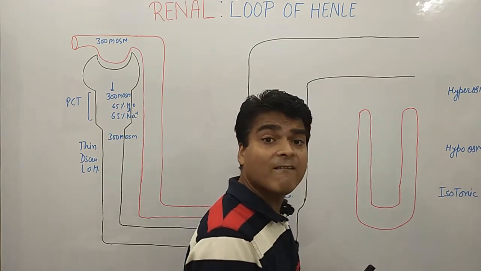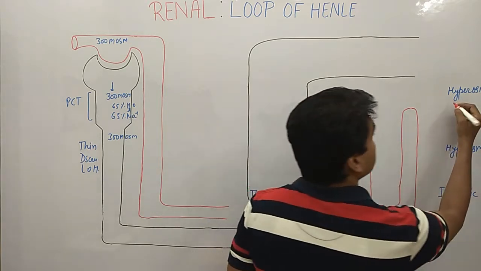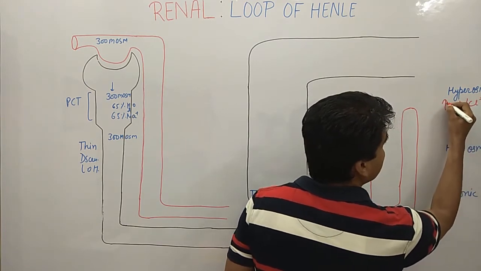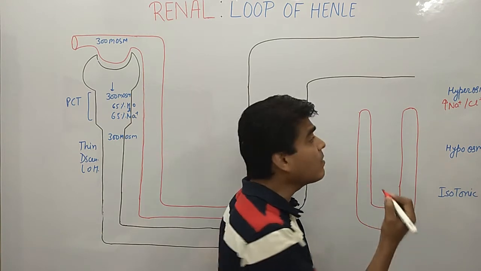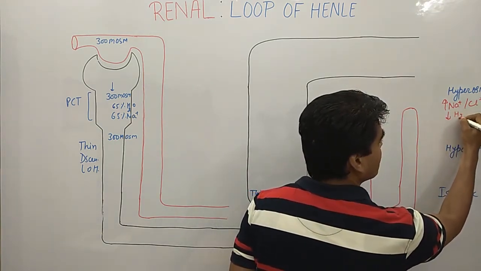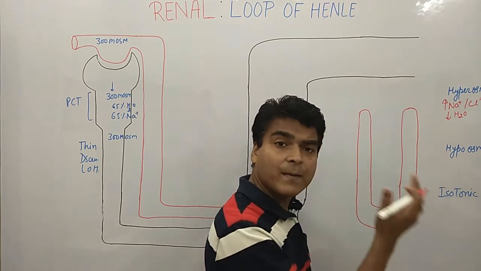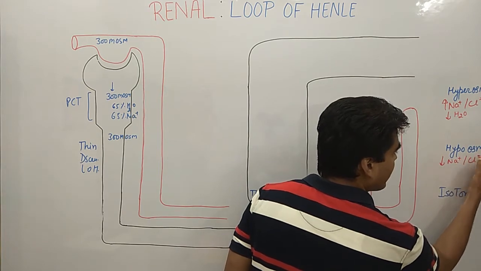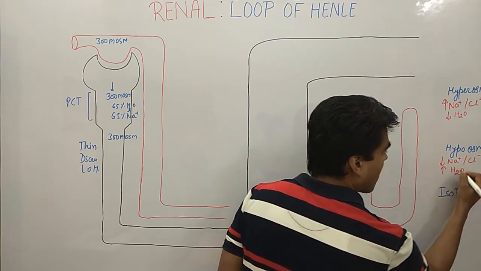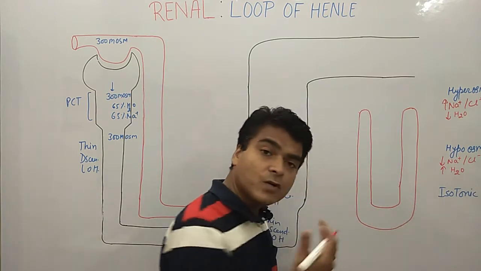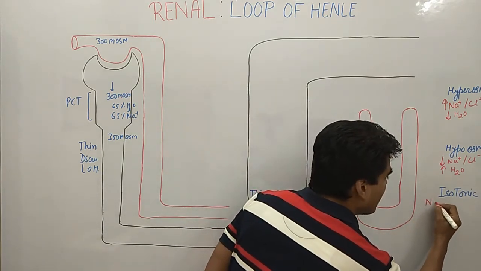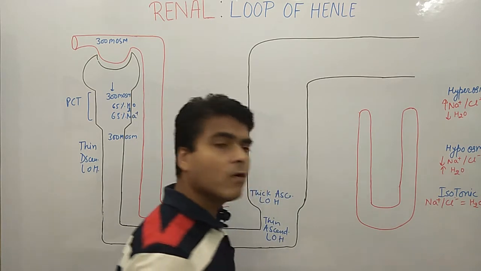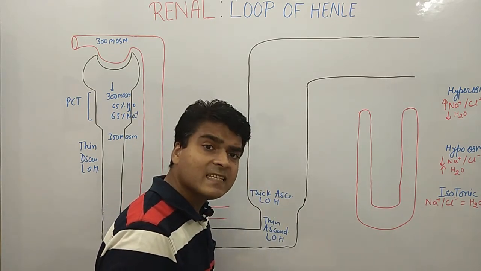What is hyperosmolarity? Hyperosmolarity means we have a high amount of sodium and chloride, but a lesser amount of H2O. Hypoosmolar means a low amount of sodium and chloride and a high amount of H2O. Clear everyone? Isotonicity means there is an equal amount of sodium and chloride relative to H2O.